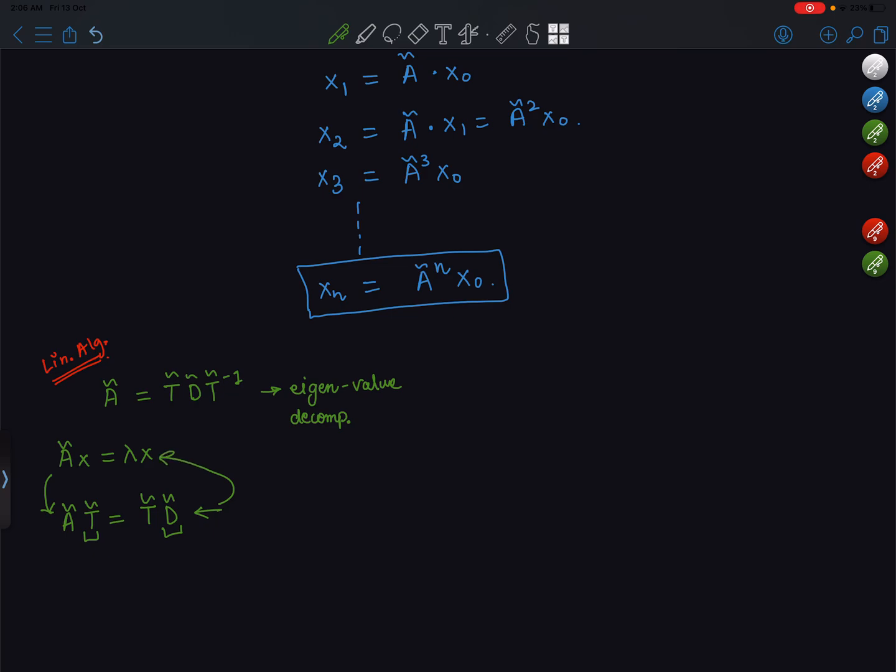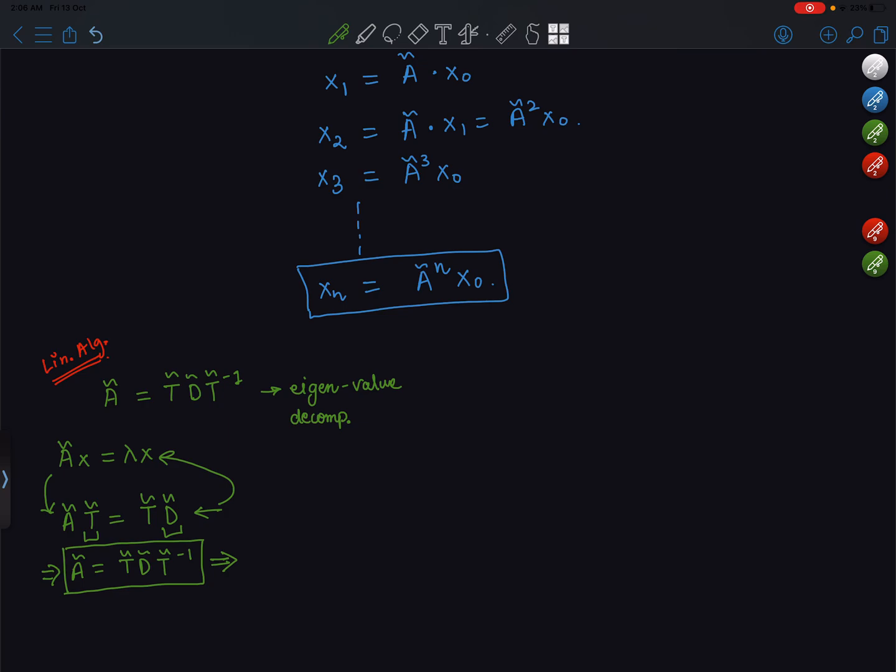So once you get hold of that, we can just convert the sequence equation to A tilde is equal to T tilde D tilde T tilde inverse. Okay, we can write it like this.